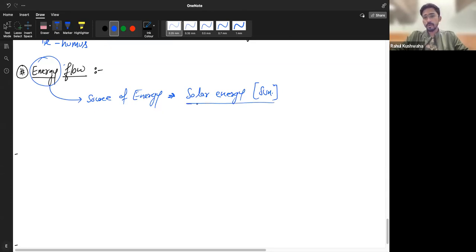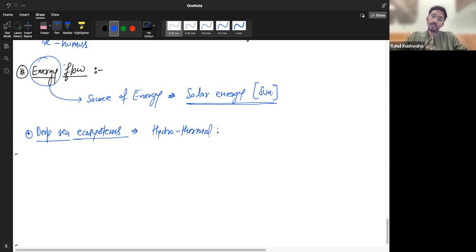This is mostly true for all ecosystems except for very deep sea ecosystems where they don't have sun. So what do they have? They have hydrothermal vents. Heat comes from the core of the earth, also known as geothermal energy.